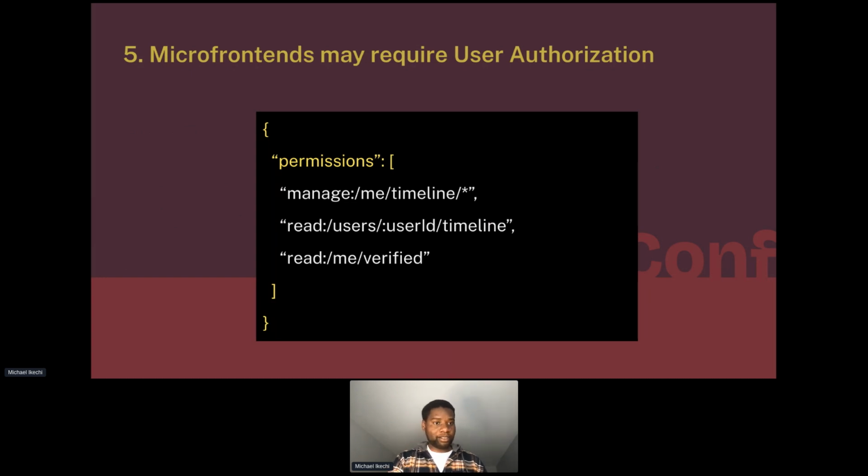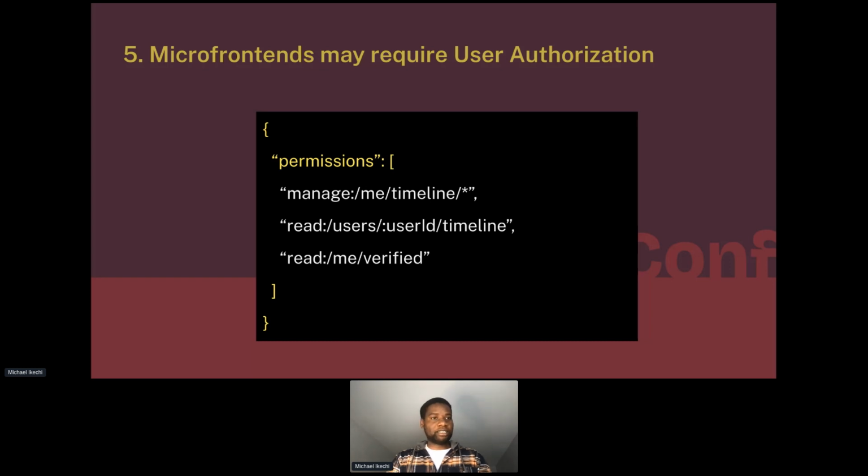Now the fifth ideal is microfrontends may require user authorization. This makes complete sense, because you don't want the user to even know that a microfrontend exists if they don't have the right to use it. Say a user is not verified, they shouldn't even know that the verified tab exists. They are not verified, so why should they even know it's there?